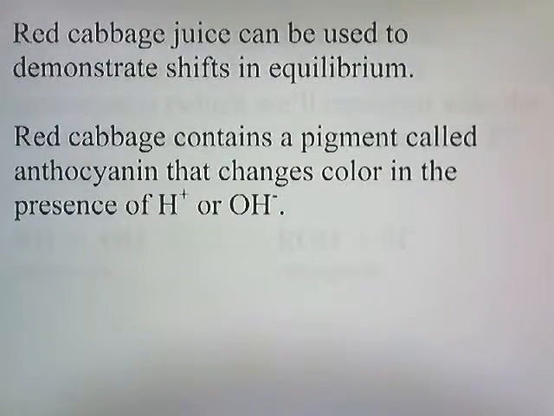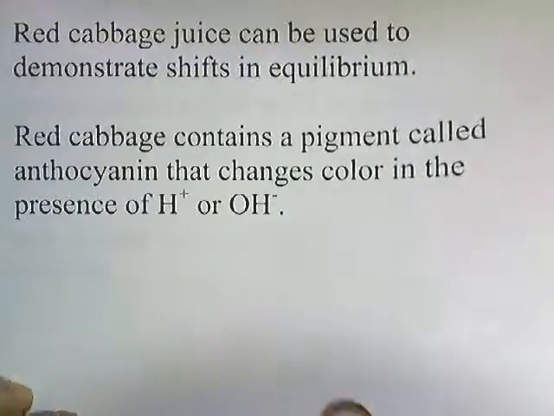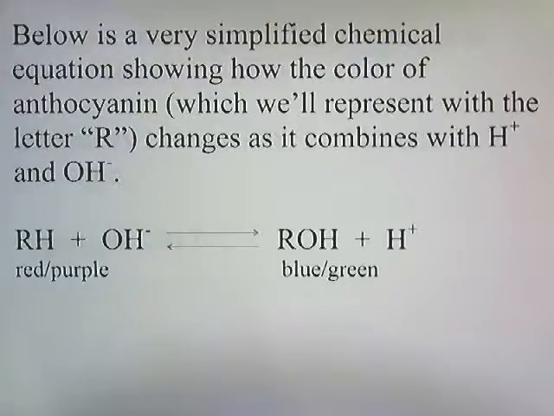Red cabbage juice can be used to demonstrate shifts in equilibrium. Red cabbage contains a pigment called anthocyanin that changes color in the presence of H+ or OH-. And below is a very simplified chemical equation showing how the color of anthocyanin, which we'll represent with the letter R, changes as it combines with H+ and OH.